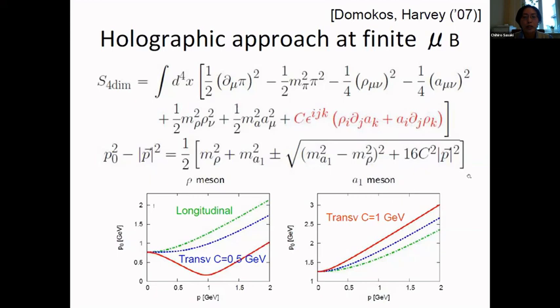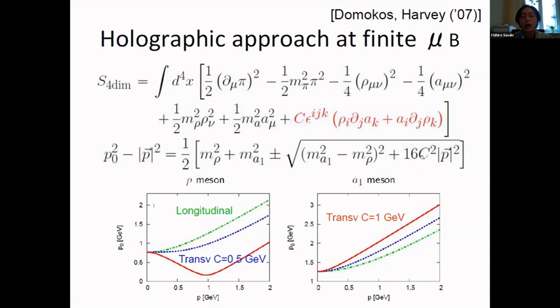The plus sign is for the axial vector dispersion relation, and the minus sign is for the rho meson dispersion relation, with a certain strength of the mixing parameter C. Just for illustrative purposes, for the time being, let's take two different values. The parameter C being 0.5 GeV in blue, and another choice of 1 GeV for the parameter C. It's extremely easy to make a plot for the vector states and axial vector states with a given value of the parameter C as a function of p0 and the p vector.